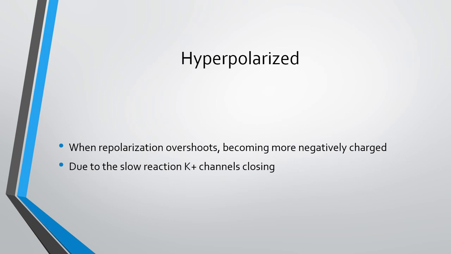If, during the act of repolarization, the cell overshoots and becomes even more polarized than resting potential, it is known as hyperpolarization. Using our neuron, where the resting potential is -70 millivolts, if the cell reaches a charge of -80 millivolts, the cell is then in a state of being hyperpolarized. This generally occurs due to the slow reaction time of the potassium voltage-gated channel closing.